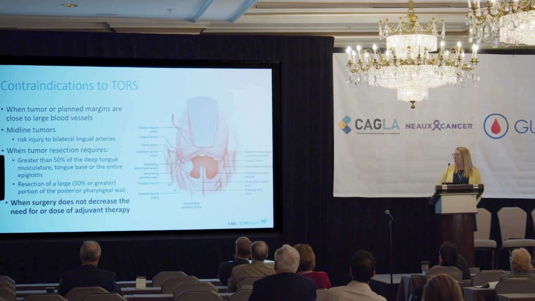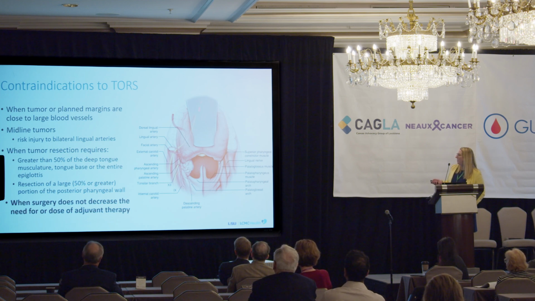Contraindications for TORS, just from a surgeon standpoint: you don't want to use TORS when your planned margins are close to large blood vessels. This is kind of what our view is intraoperatively. So the patient is laying down, the tongue is up here, and they're on their back, so you're looking at their soft palate here. You can see if you're going to remove a tonsil tumor with a margin around it, you're right near the internal carotid artery, and in some people, at the base of tongue, you have the lingual arteries.